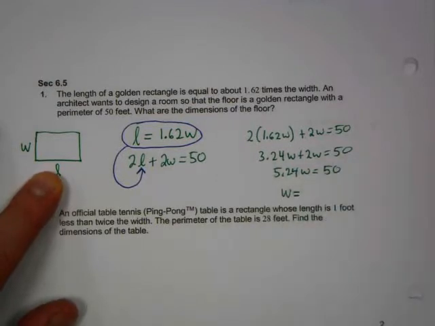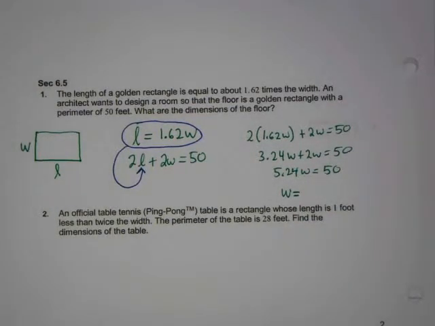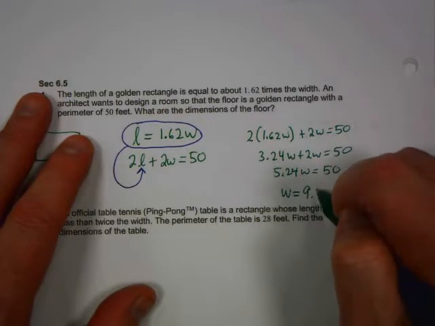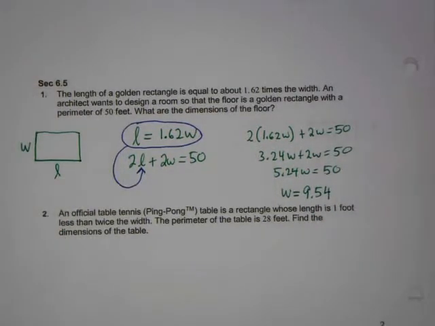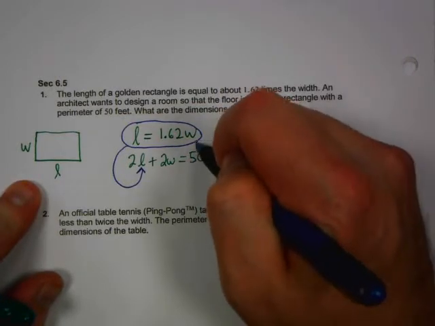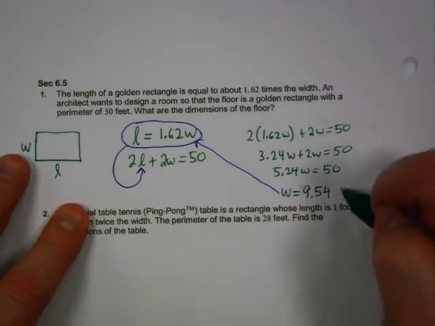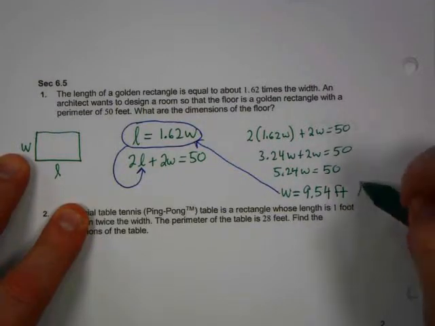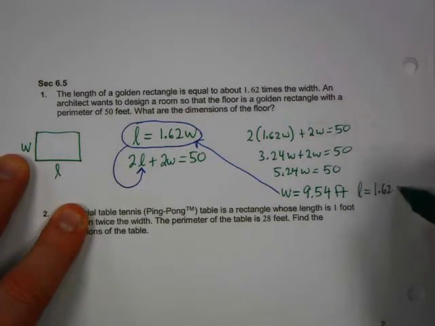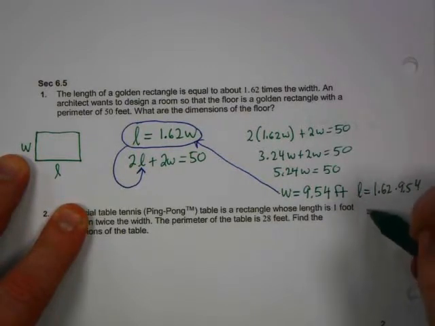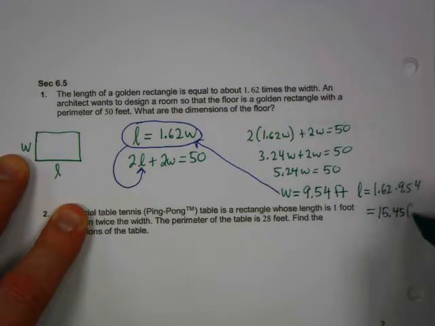And I divide. What'd you get? 9.54. How much? 9.54. So W should be 9.54. How do I find L now? You plug in W. I'm going to take that and plug it back up there. And I guess this should be feet, right? 9.54 feet. So L is 1.62 times 9.54. Calculator says 15.45. 15.45 feet.